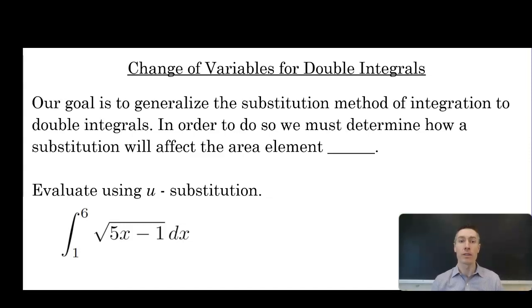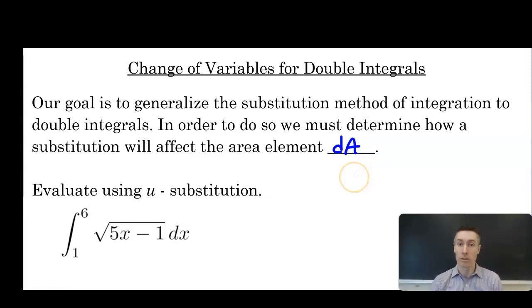In this video, we are going to learn how to evaluate double integrals using a change of variables. In order to do that, we are going to need the tools we learned about in the previous video, which are transformations and the Jacobian. So our goal is to generalize the substitution method of integration, our U substitution, to double integrals. In order to do so, we must determine how a substitution will affect the area element dA. That's one of the important pieces when we're using a change of variables for double integration.